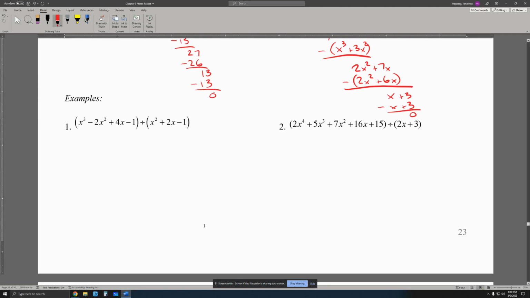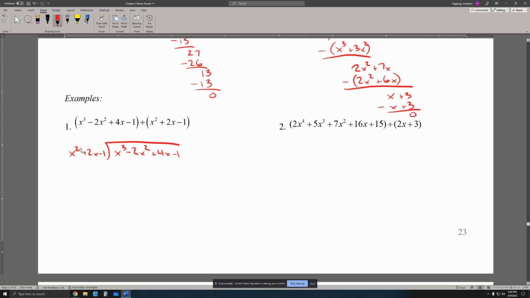Let's try a few examples here. So using long division, we have x cubed minus 2x squared plus 4x minus 1 divided by the quadratic trinomial x squared plus 2x minus 1. All right. So we'll start with the x cubed. We're dividing a monomial by a trinomial. Can't do that. So now we look at the next term, a binomial divided by a trinomial. Can't do that. So then we look at the next term as well, a trinomial divided by a trinomial. Yes, we can do that.